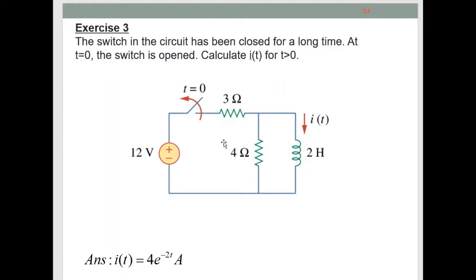Maybe you can try exercise 3 by yourself. But this time, try to analyze the circuits for t less than 0 and t more than 0, because here the switch is open when t is equal or more than 0. So you need to find, when t is less than 0, what is the I0 current, the initial current stored. Under these conditions, the parameter that you need to find is R equivalent, because you want to find the tau.